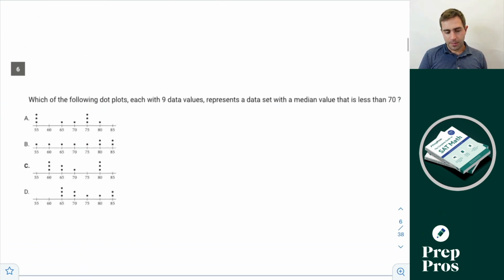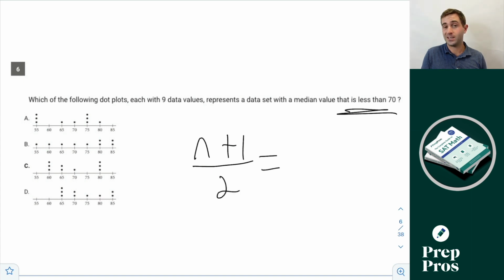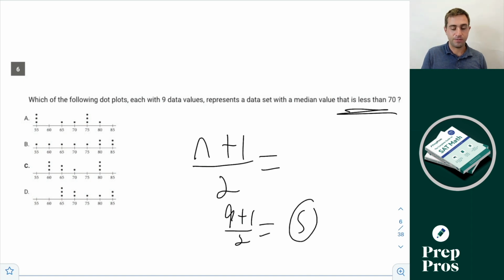Which of the following dot plots, each with 9 data values, represents a data set with a median less than 70? So if we're looking for median value, we have a little trick that I always teach everyone. You take the number of items in your list, you add 1 to it, you divide by 2. That tells you where the median is. So here we're going to do 9 plus 1 over 2. It's going to give us 5. That means our fifth value is going to give us the median.